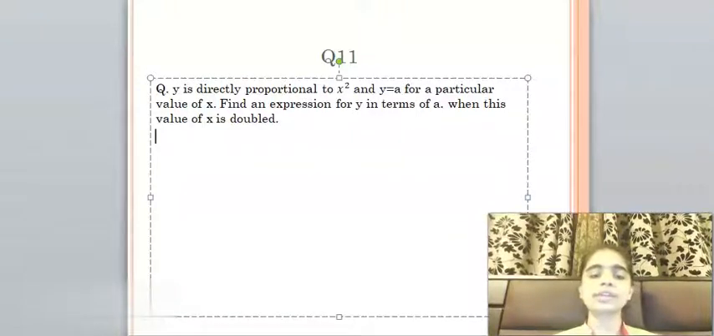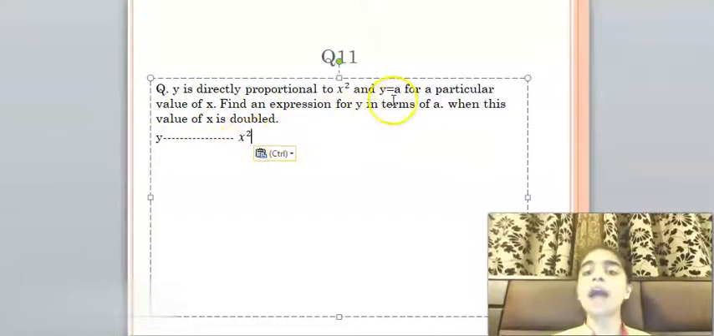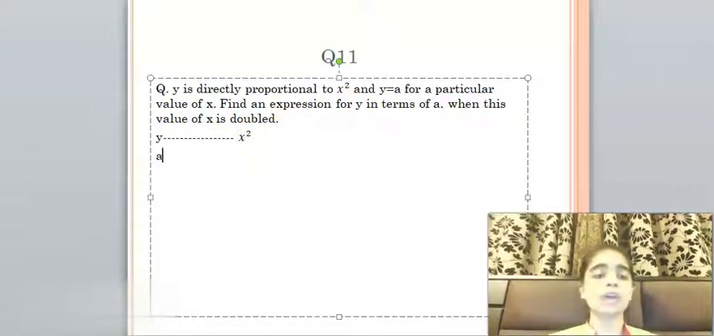Okay, so it says that y is directly proportional to, it should be a small y, which is directly proportional to x squared. y is equal to a for a particular value of x. Now, I don't know that value. Let's say that value is also x squared.